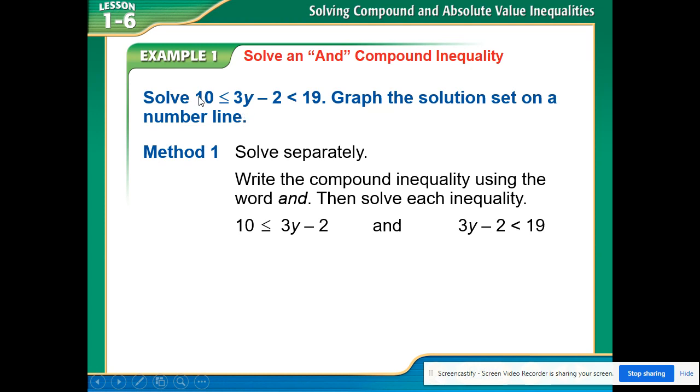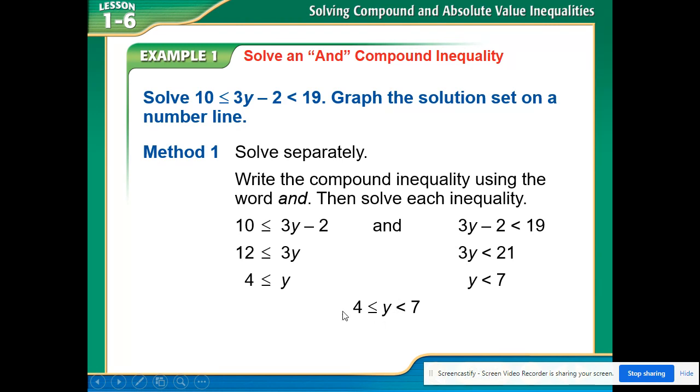And so notice what we do. We do 10 less than or equal to 3y minus 2. So this whole middle gets used with the 10. On the other side, we have 3y minus 2 is less than 19. So notice that 3y minus 2 is used both times. Okay, so we're going to separate it like this, and then we're going to go ahead and solve each of them. So we add 2, divide by 3, divide by 3.